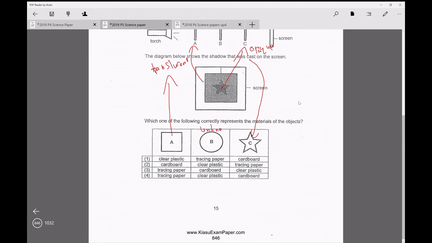So you can only base on 2 of your clues. So A is translucent, right? So translucent is tracing paper. Okay. Cardboard is opaque. Clear plastic is transparent so we won't choose them. Then C we know that it's opaque, so you choose cardboard. Cardboard. So your best answer is number 4.